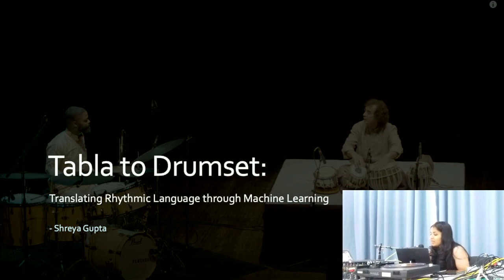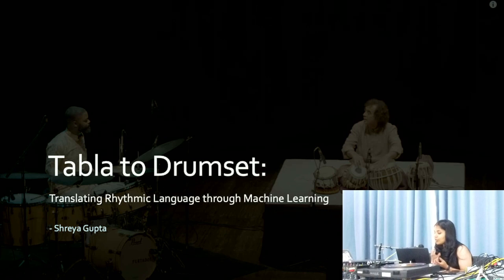Tabla is known for its complex and expressive rhythms, but the idea of the talk is, what if we could make those patterns playable on a drum kit or any other instrument, to make it more cross-instrumental, cross-culturally instrumental, I guess. So this talk introduces a system that listens to tabla performances, classifies each stroke using machine learning, and responds with a drum groove that follows the flow of the original rhythm.